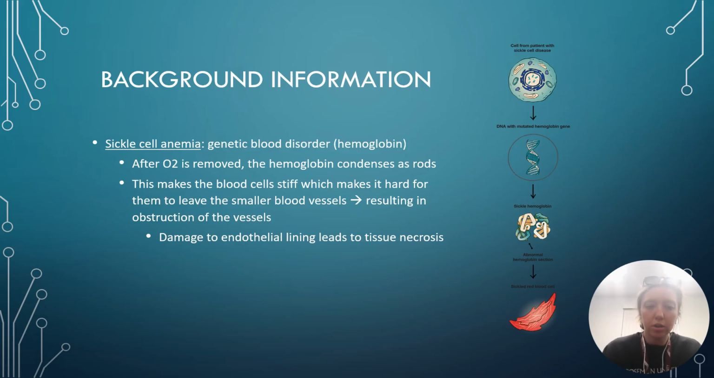After the oxygen is removed from hemoglobin, it condenses as rods. This makes the blood cells stiff, which makes it hard for them to leave the smaller blood vessels. This can result in obstruction of the vessel, damage to the endothelial lining, and ultimately leads to tissue necrosis.